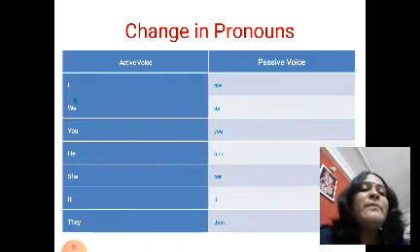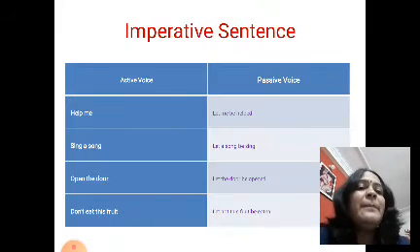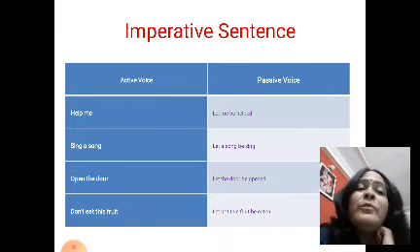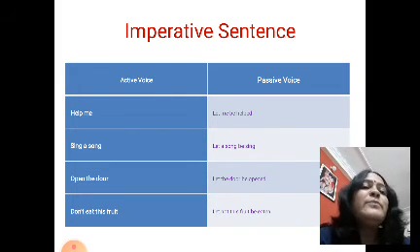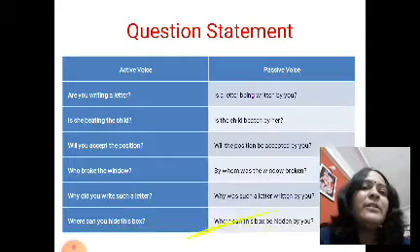Then change in pronouns I am giving you in the table. I will change into me, we, us, you. You will remain you, he, him, she, her, it, they, them. Then imperative sentence, look at here. Help me, let me be helped. Sing a song, let a song be sung. Open the door, let the door be opened. Don't eat this fruit, let not this fruit be eaten.